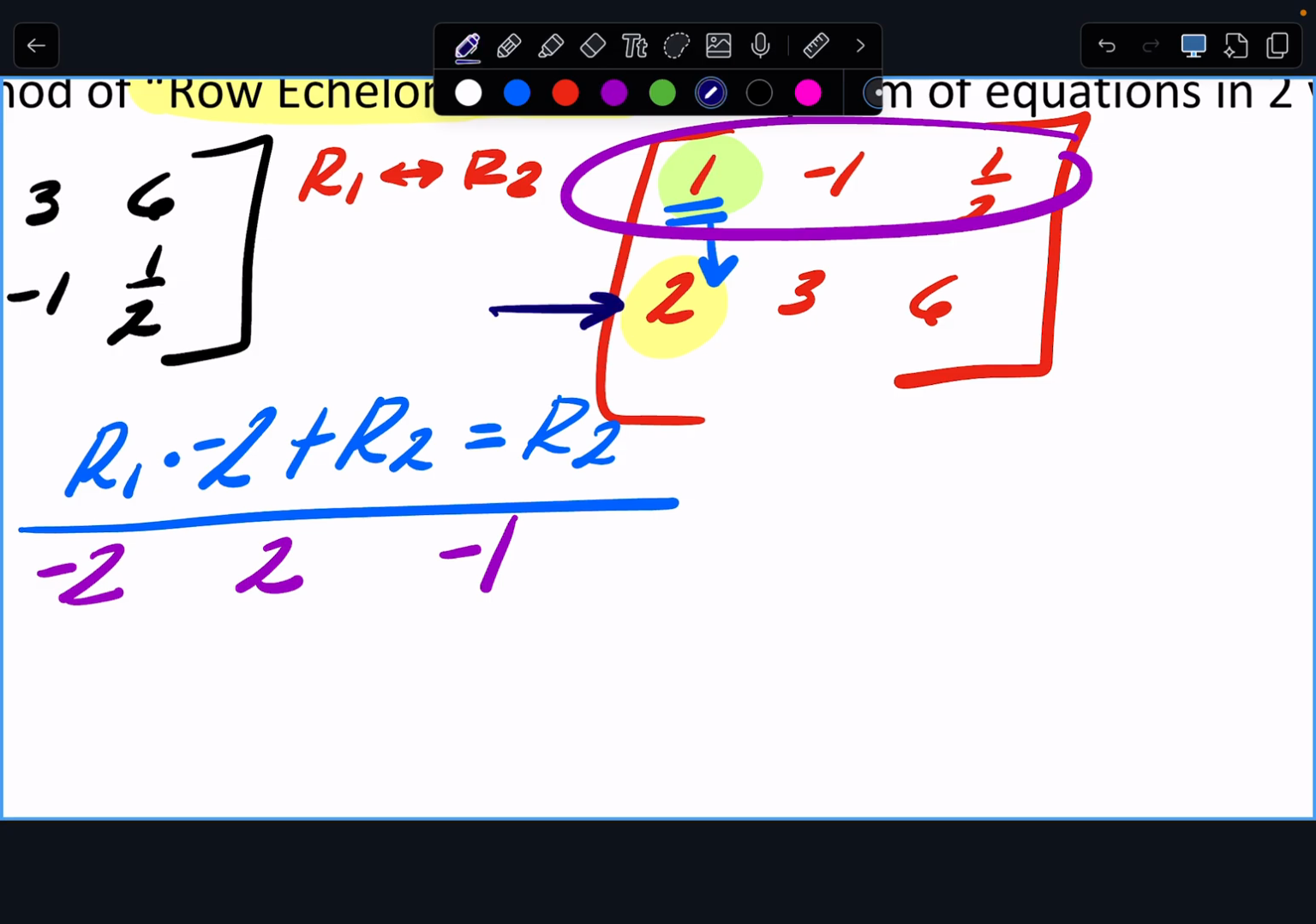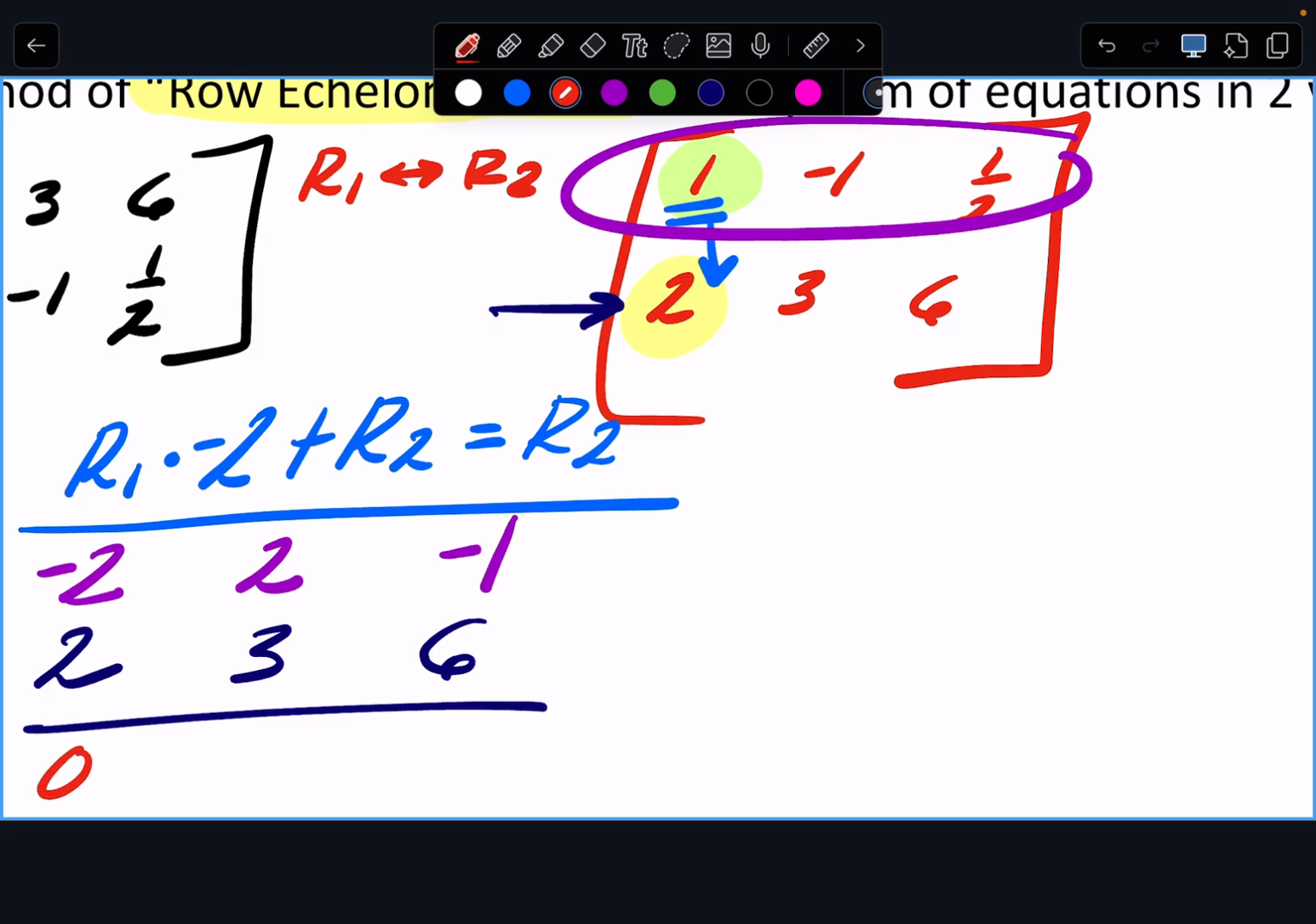Current row 2 is the 2, the 3, the 6. So I'm getting 0. You know what I did last time? I said 6, but it's 5, right? You can see how my brain did it, though. You've got to be careful. And then 5. That's my new row 2.